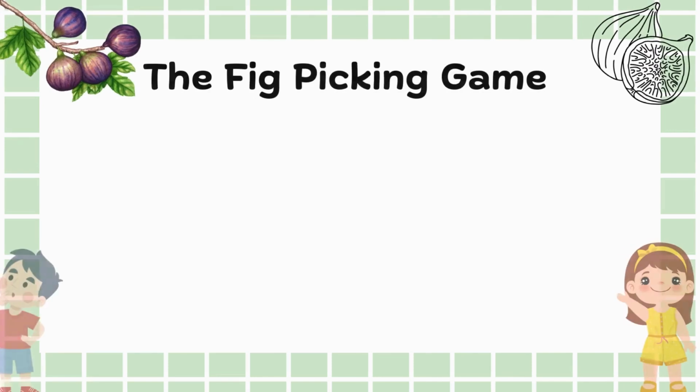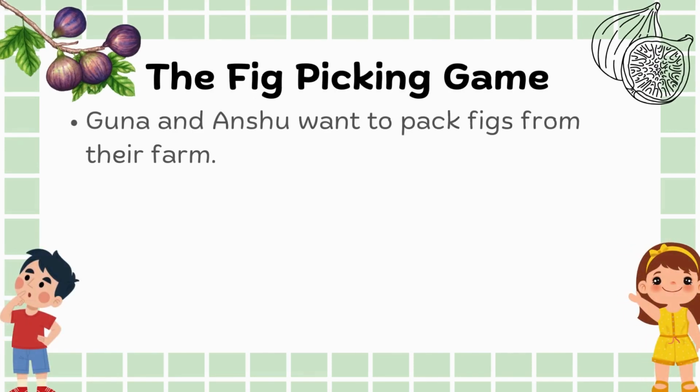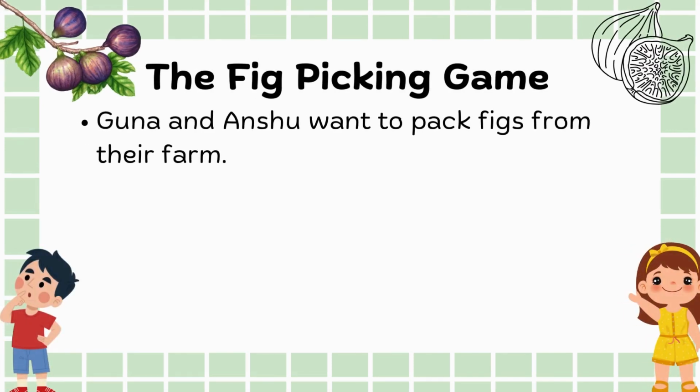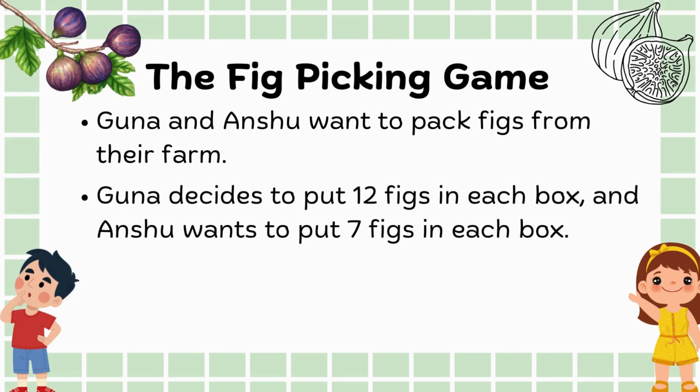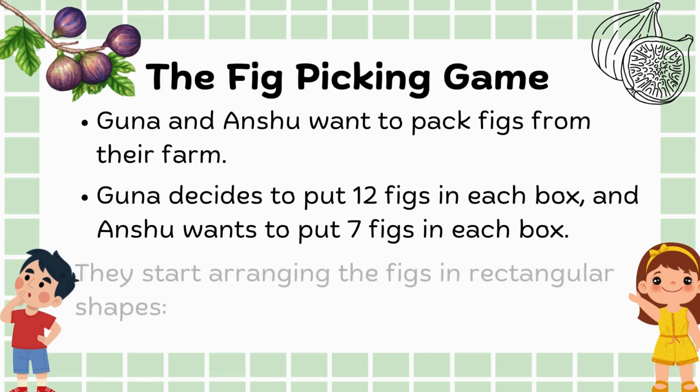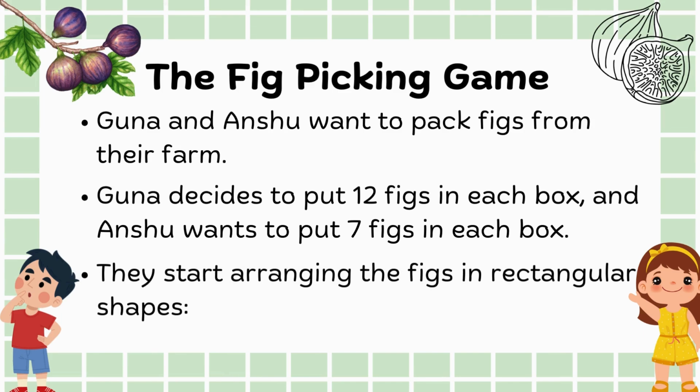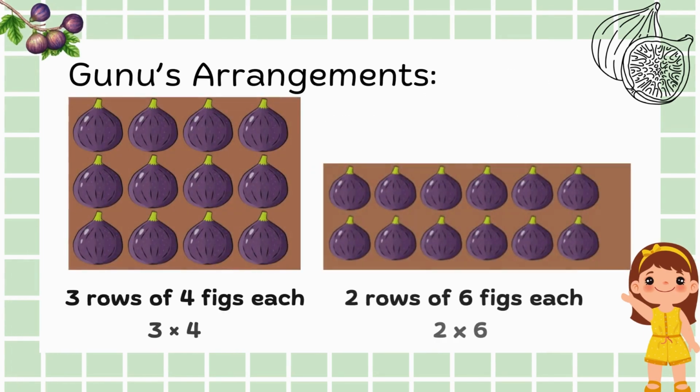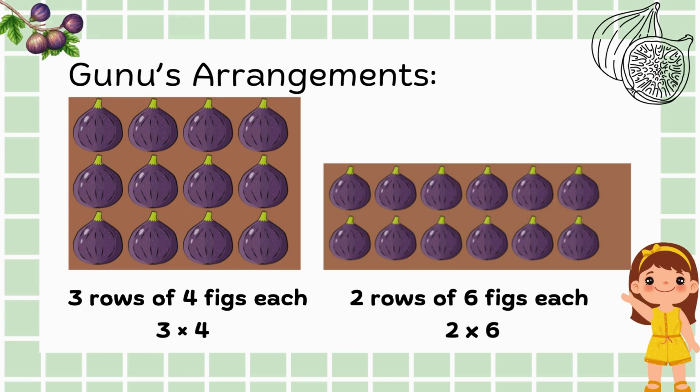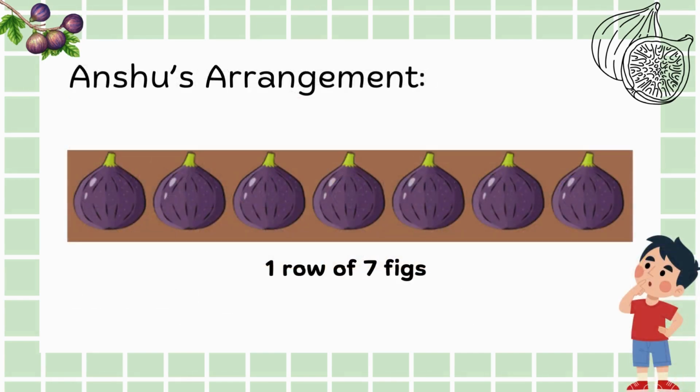It's time for the fig picking game. Guna and Anshu want to pack figs from their farm. Guna decides to put 12 figs in each box, and Anshu wants to put 7 figs in each box. They start arranging the figs in rectangular shapes. Guna's arrangements include 3 rows of 4 figs each and 2 rows of 6 figs each. Anshu can only arrange his 7 figs in one row of 7 figs.